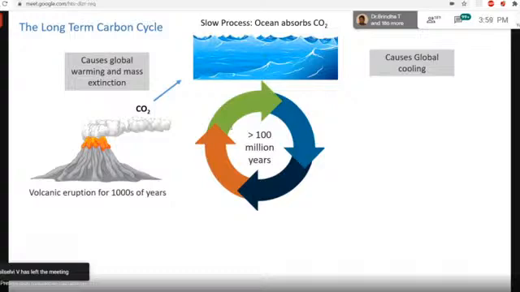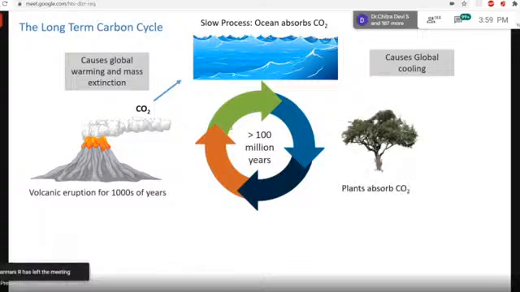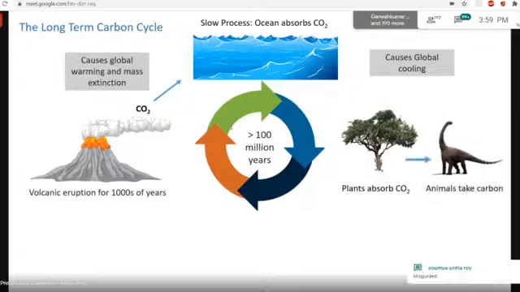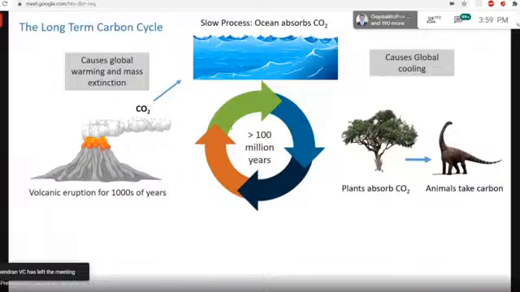And this lowering of temperature allowed life to be reborn, like plants and animals. Plants absorb carbon dioxide. Again, that's a very slow process. It takes some millions of years to remove all of those extra carbon dioxide from our atmosphere by the plants. When the plants were back, they were eaten by the animals and life evolved.